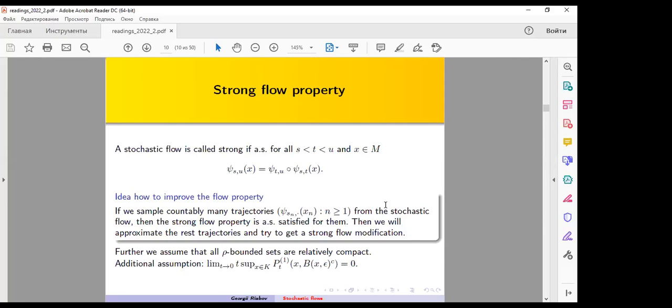We can take an equivalent metric and assume that all bounded sets are relatively compact. An additional assumption is the continuity assumption. So here there must be t to the power minus 1. The probability that x during time t deviates from the initial position by distance epsilon goes to 0 faster than t, and this holds uniformly over all compacts.